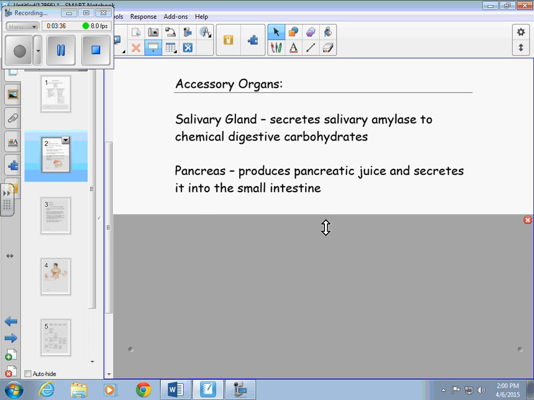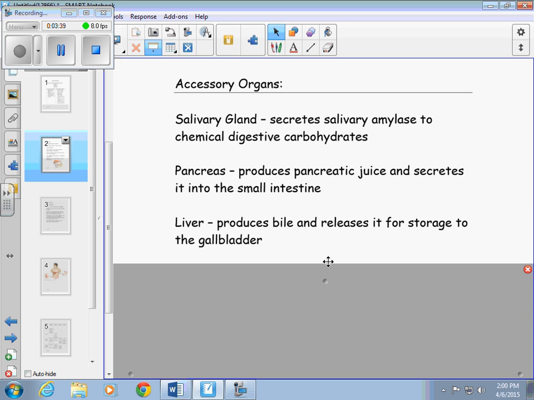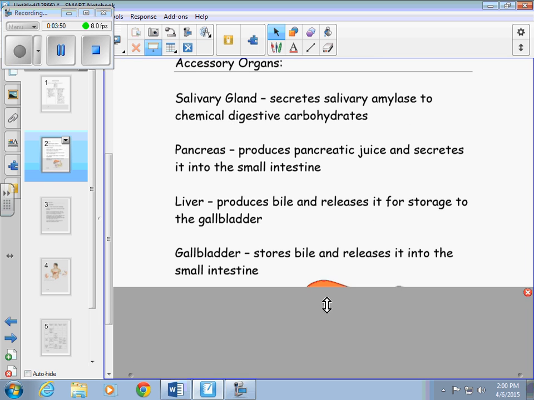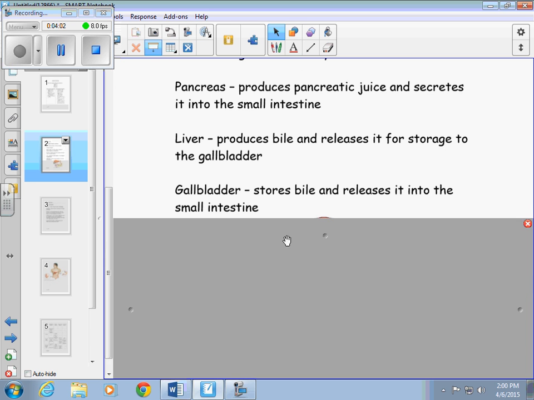The liver is an organ that makes bile, and again, it has other functions, but in the digestive system, it makes bile and then releases it into the gallbladder, and the gallbladder is going to hold on to it for a while and release it into the small intestine. Now, bile is a substance that will help emulsify fat. So lipids that you consume, they're going to get broken into smaller pieces through this bile.